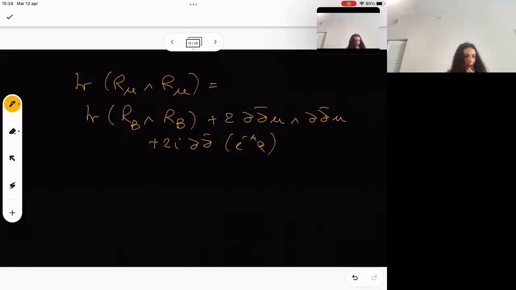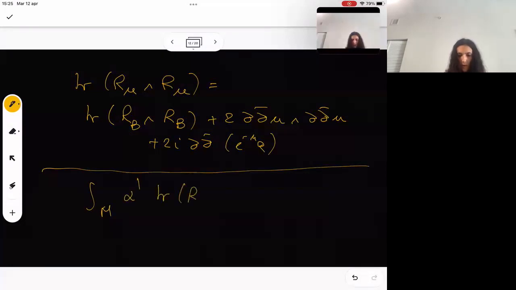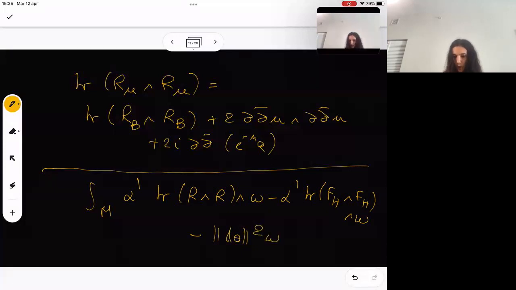That's the same. And essentially what we need, as for Fuyao, is this integral condition: the integral over M of alpha prime, trace of R, which R, which omega minus alpha prime, trace of H, which FH, which omega minus the norm of d theta square omega cubed, equal to zero. And that gives again that the integral of the average is zero, right? That's the first thing. So this is quite similar.